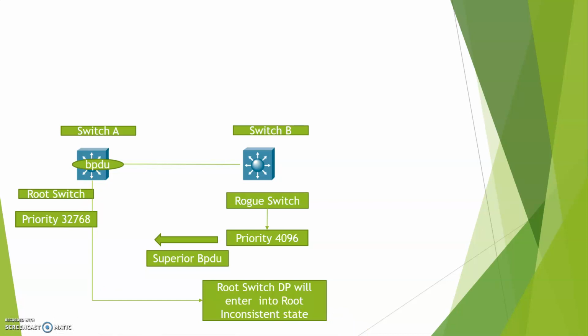So root guard is used to prevent a switch from advertising a superior BPDU. In case the root switch with the root guard enabled port receives a superior BPDU from a rogue switch, automatically the port will enter into a root inconsistent state.